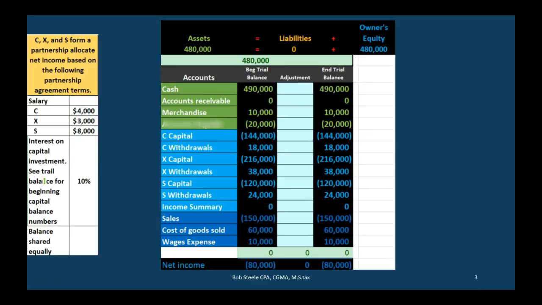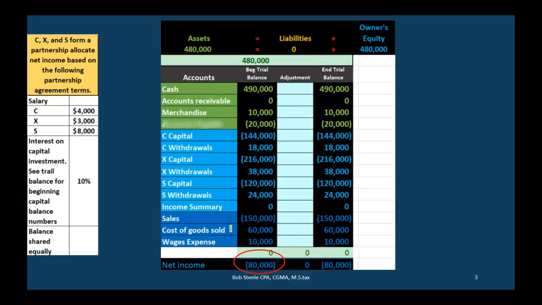All right, so we're going to talk about the partnerships fairly quickly. I want to give a quick outline of the different types of agreements that could be made with the partnership, and then we'll go through the closing process and the allocation. So in this case, we're going to be allocating this net income. So this net income down here is calculated as revenue of the 150 minus the expenses here.